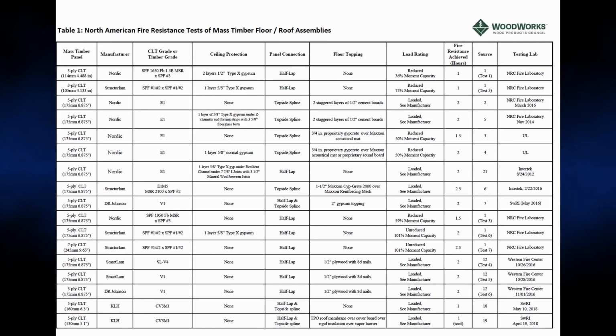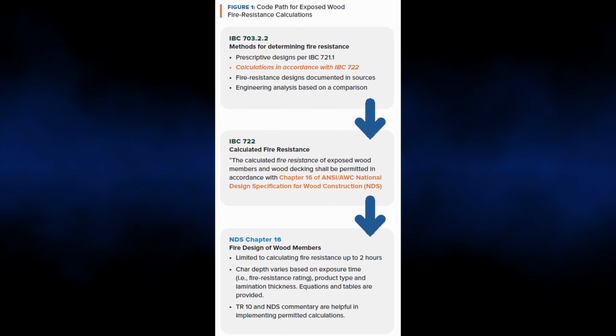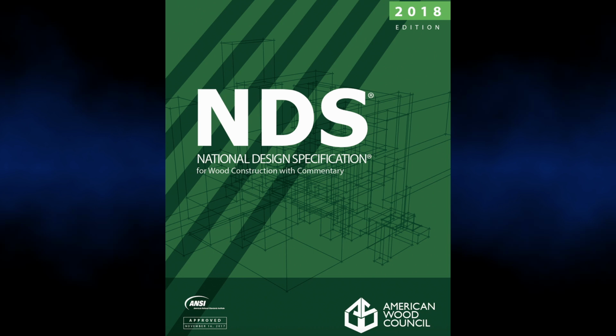The second option that we can use is, as I mentioned, calculations. And what the code says here is that IBC points to Section 722 of IBC, which points to Chapter 16 of the NDS, the National Design Specification for Wood Construction. This is an American Wood Council document, a code-referenced standard.